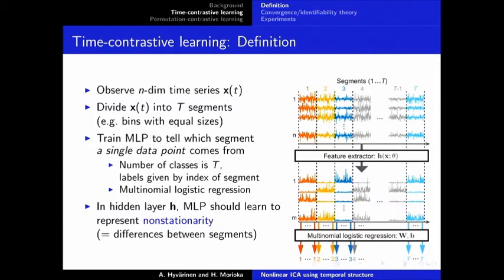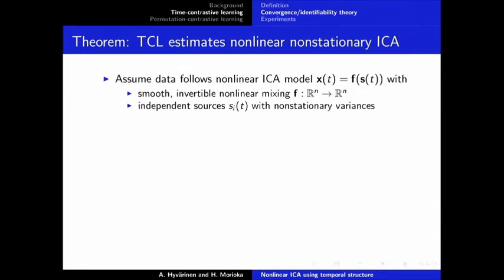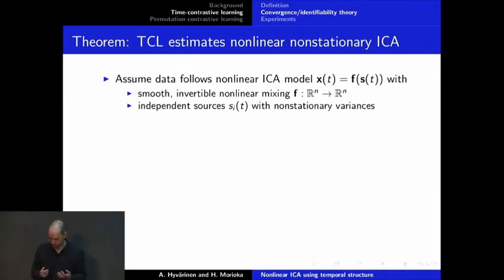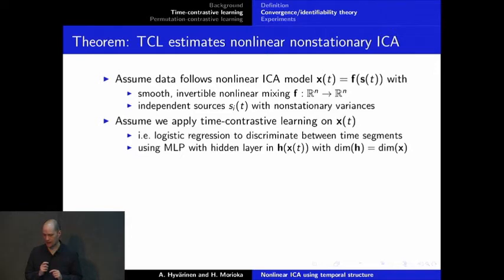That's basically the algorithm. So now we can actually analyze the algorithm, and we have the following theorem, which basically says that time contrastive learning estimates nonlinear non-stationary ICA. So let's assume that the data follows a nonlinear ICA model, x equals f of s, where the mixing is quite arbitrary, just smooth and invertible. And the independent sources are non-stationary in a certain way. In the basic case that I'm considering here, they have non-stationary variances, as I defined a couple of slides ago. And then assume we apply time contrastive learning, as I just described.